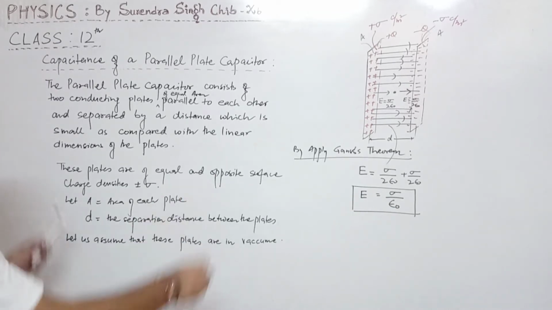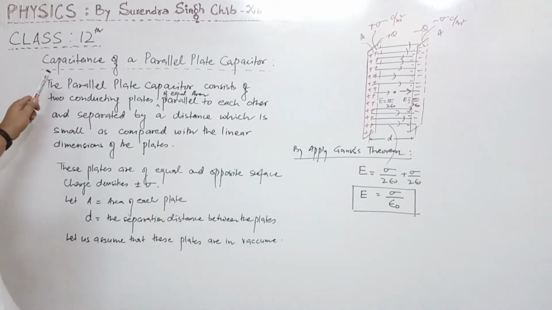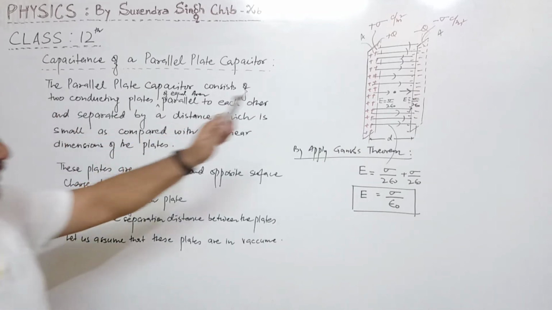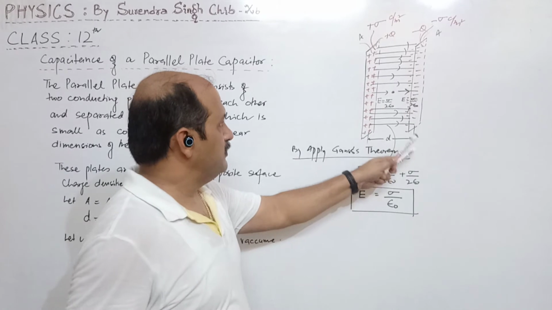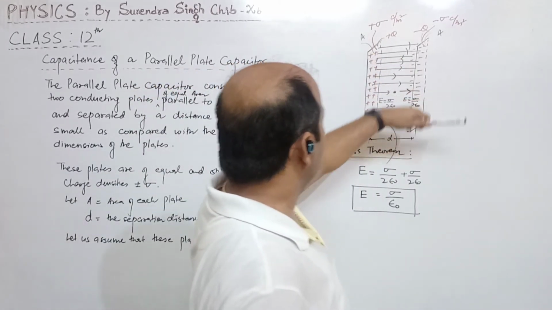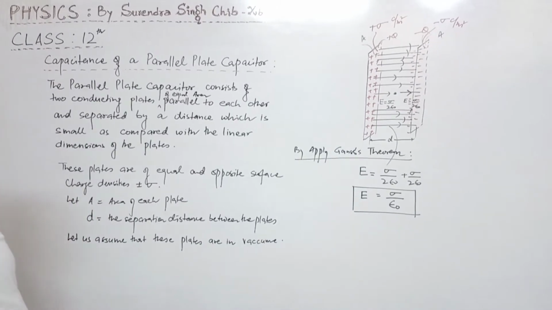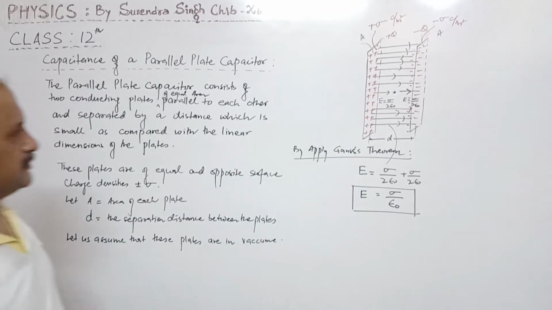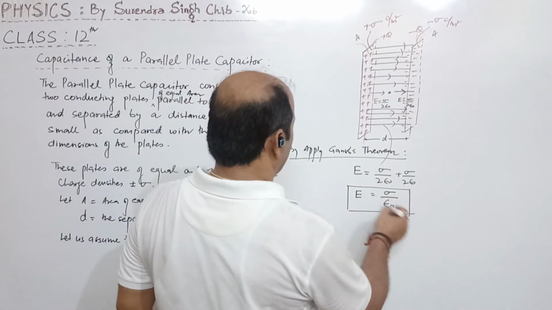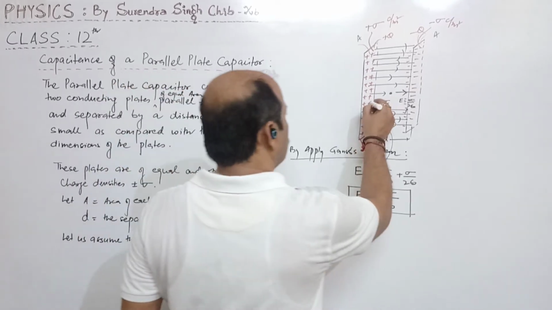So before I rub it, let's see what we have taken here. We have taken a parallel plate capacitor having a separation distance d with charge density plus minus sigma and with area A, and the electric field in between the two plates is sigma by epsilon naught, and it is uniform.